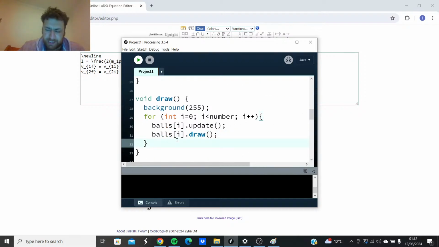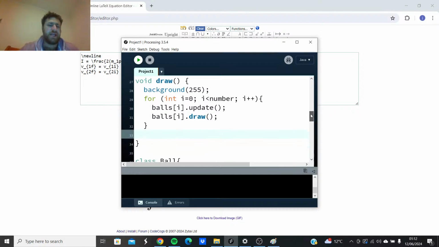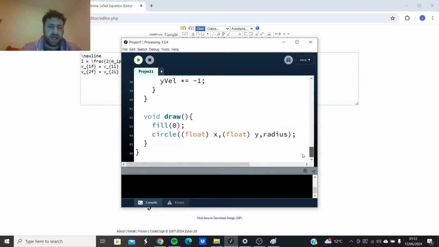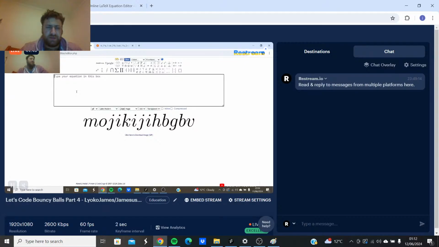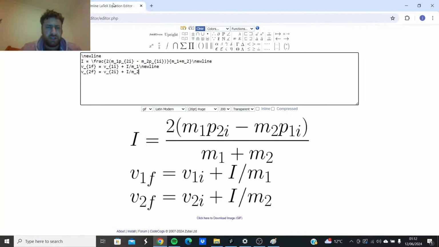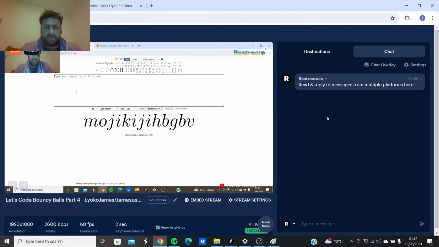We want to add a collision function, right? And basically, we want every ball to collide with every other ball. And we want to do this, but we also want to do this in 2 dimensions.